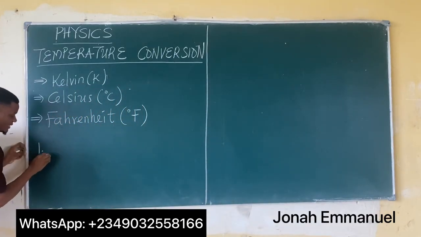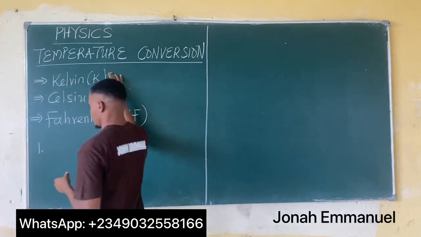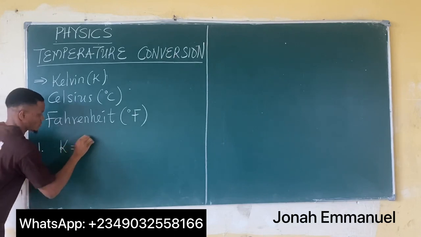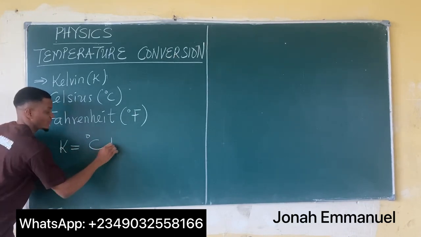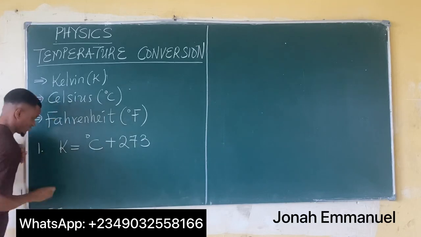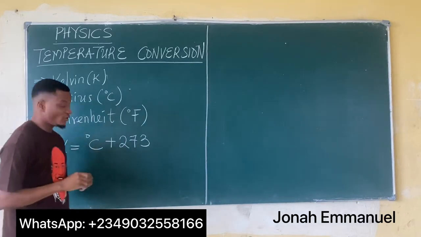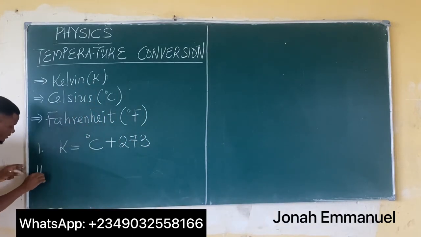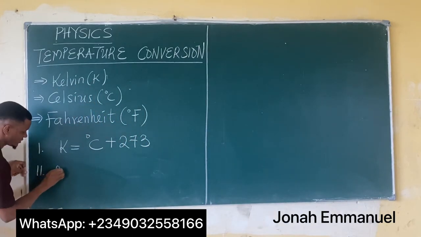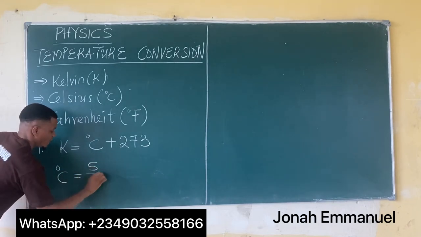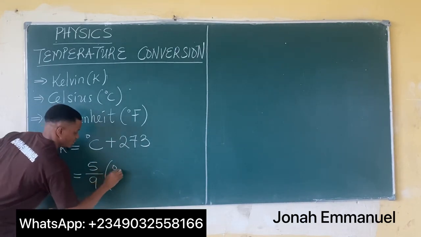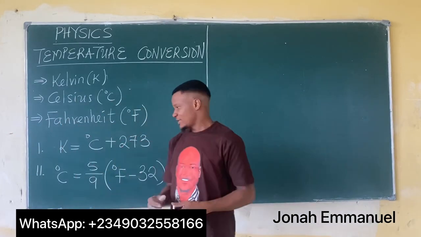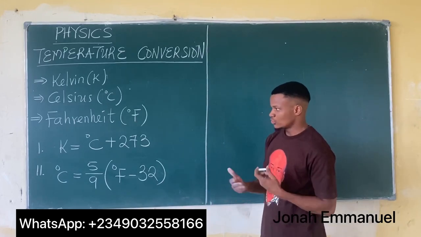The first one is that Kelvin is related to Celsius by this formula: Kelvin is equal to the value in degrees Celsius plus 273. That's the first one. The second formula you should know is that degrees Celsius is equal to 5 over 9 multiplied by degrees Fahrenheit minus 32. So these are my two formulas when it comes to doing conversion.